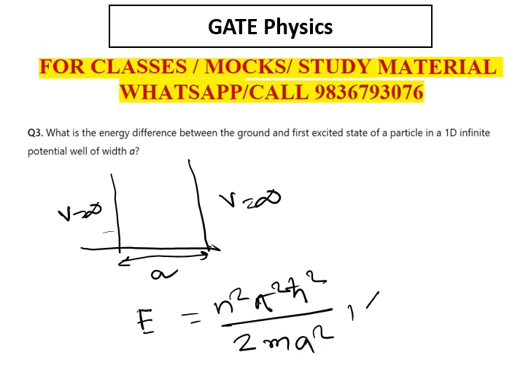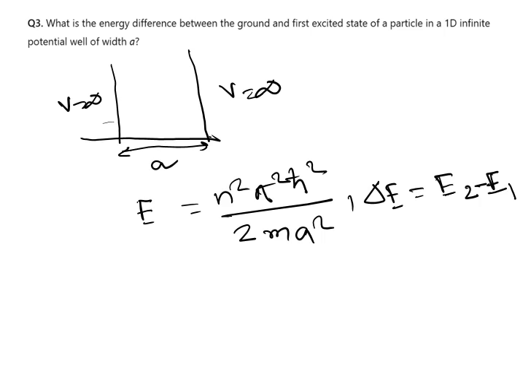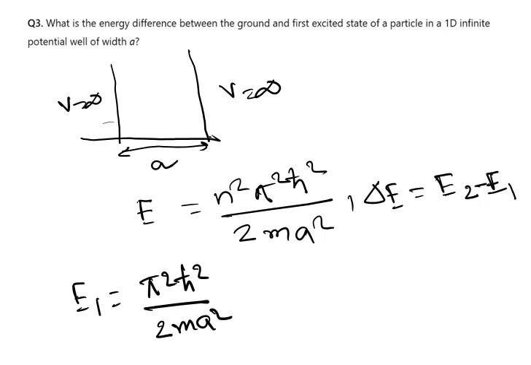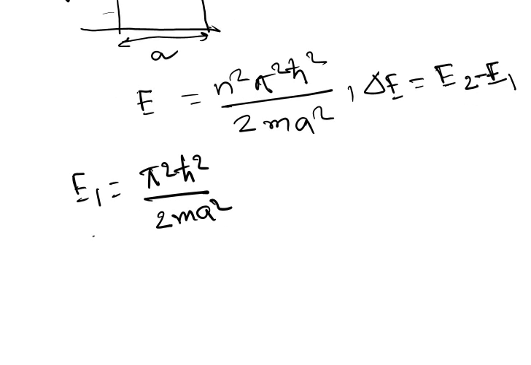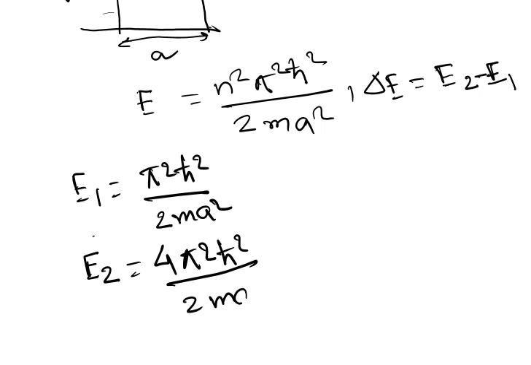So energy difference means delta E. So delta E can be written as E2 minus E1, right? So if we put n equals 1 for E1, this expression stands as pi square h bar whole square by 2m a square, and for E2 we can write 4 pi square h bar square by 2m a square.